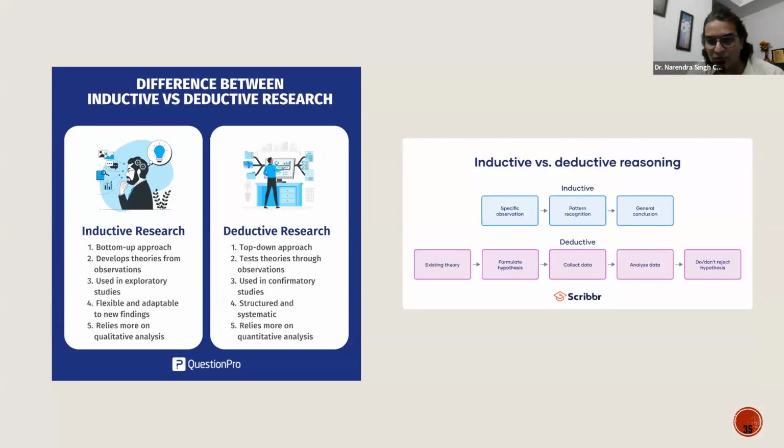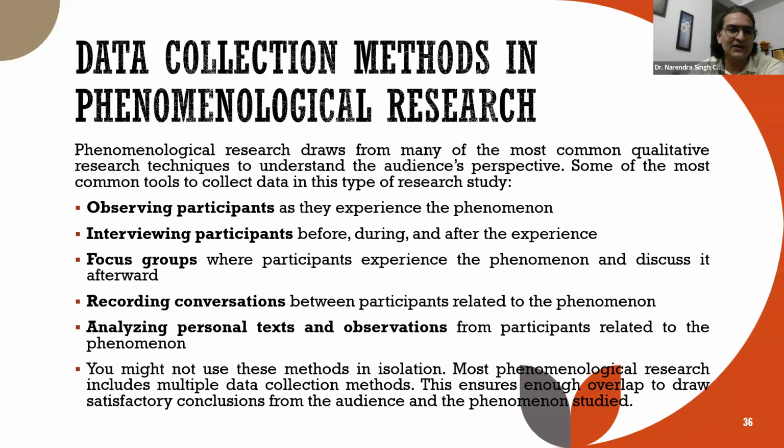Now, this is how it goes. Specific observation you're having, pattern recognition is happening, and then we go to the general conclusion. Whereas on the other side, there is an existing theory, you formulate a hypothesis, you collect data, you analyze data, and finally you accept or reject it. So this is how you generally go, observation. That is almost similar for all the qualitative studies. I can go for observation, for interview, for focus group, I can record conversation, I can analyze personal text and observations.